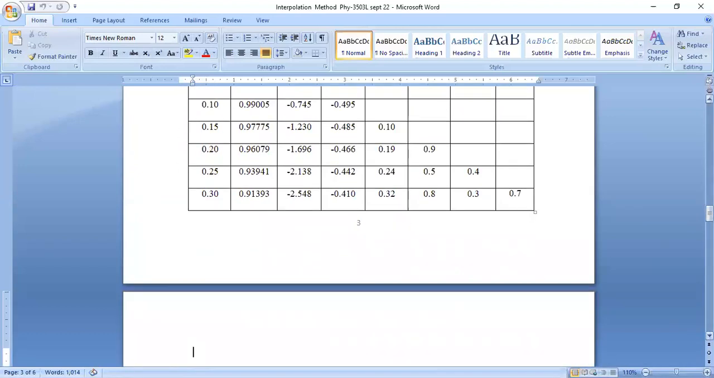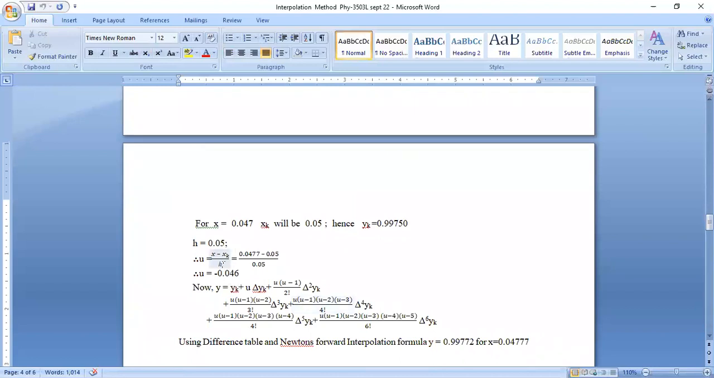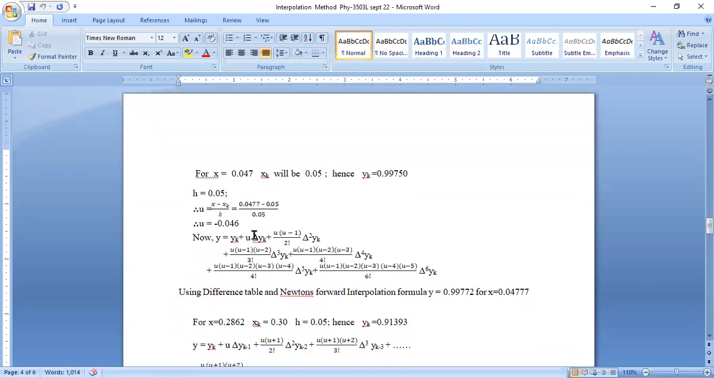So now I write down the formula. You see I calculated u. The variable u is (x minus xk) upon h. X you know, xk is which we have calculated from the table, and h is the interval size, so we calculated u. And now once you have calculated the variable u, I wrote this formula explicitly: yk plus u delta yk, second order difference, third order difference, fourth order difference, fifth order difference, sixth order difference. This is already mentioned here.